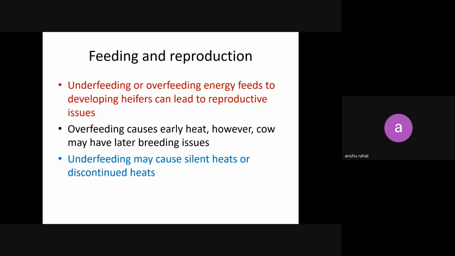Usually, underfeeding or overfeeding energy feeds in heifers can lead to reproductive issues. Overfeeding can cause early heat. However, cows may have later breeding issues also. And if there is underfeeding, it can cause silent heats or discontinued heats. And for making the animal reproductive, there should be regular supplementation of vitamin A and zinc.